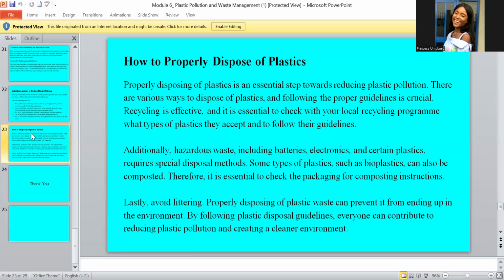Lastly, avoid littering. Properly disposing of plastic waste can prevent it from ending up in the environment. By following the plastic disposal guidelines, everyone can contribute to reducing plastic pollution and creating a cleaner environment.